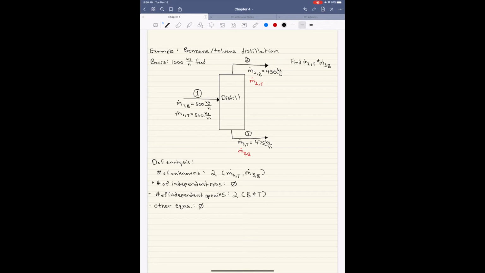Okay? And so now we could calculate our degrees of freedom for this problem. In our case, it's just going to be number of unknowns minus number of independent species. And so we have 2 minus 2, and that gives us a value of 0. All right? And so this is an important result because this tells us we have enough info to solve for our unknowns.